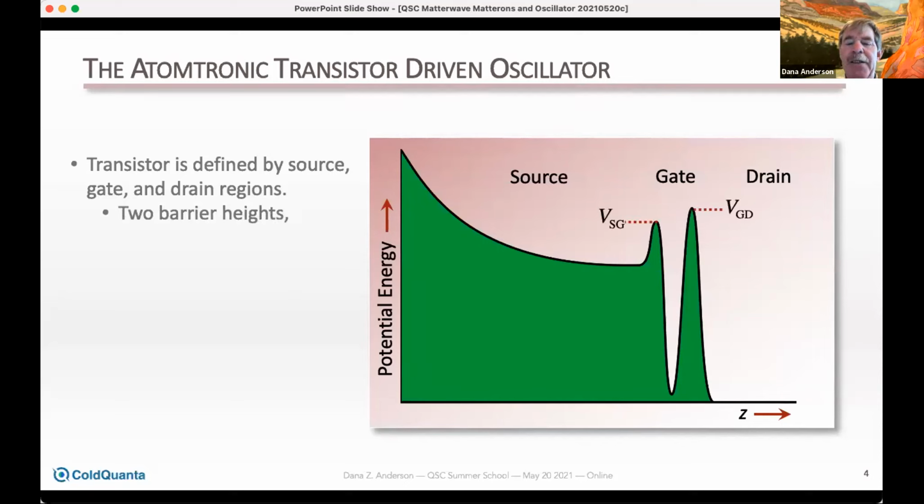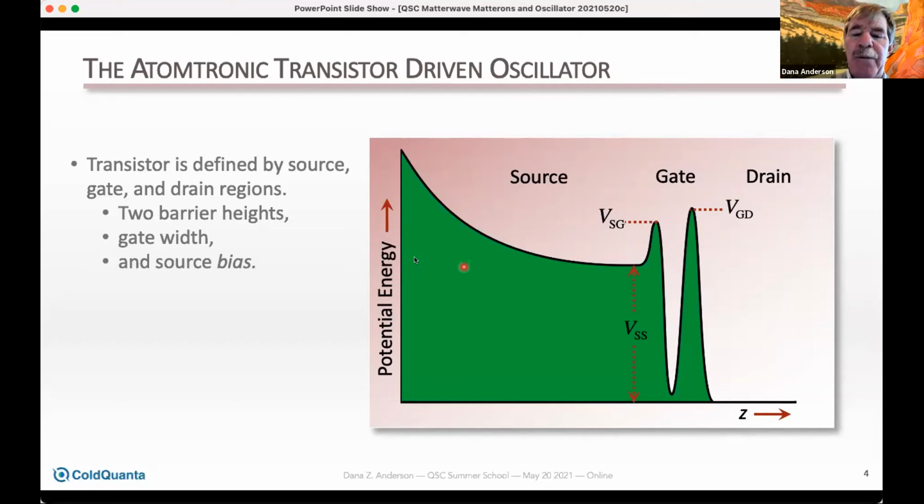In our case, a transistor region is defined by an atomic energy potential, which is shown here in green. And there's a big source region. There are two barriers that define a middle region, a gate. There's a gate width, and this source here, I'm not sure if you can see my mouse. Let me see if this will let me annotate. Indeed, it seems to.